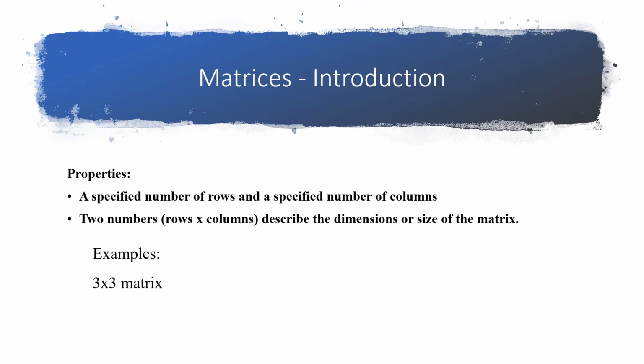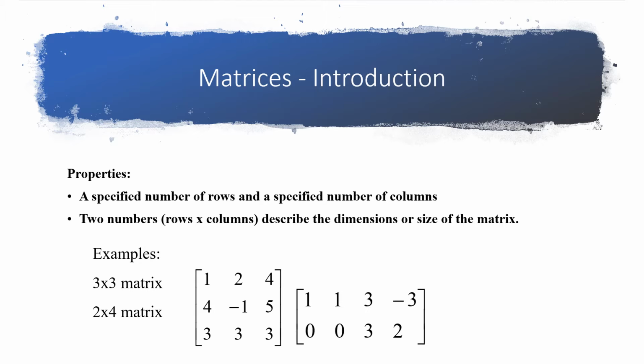So again, here are some examples. We have a 3 by 3 matrix. Here we have 3 rows and 3 columns. Then we have a 2 by 4 matrix, in this next example, where we have 2 rows and 4 columns. Lastly, we can look at something like a 1 by 2 matrix where we have 1 row and 2 columns.